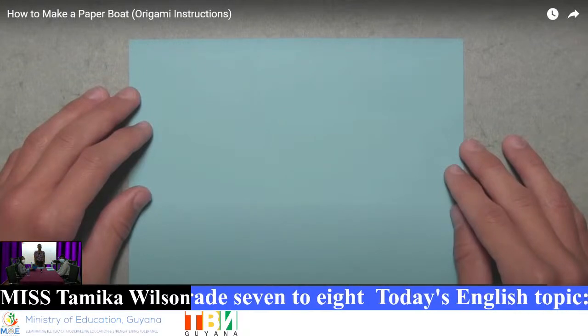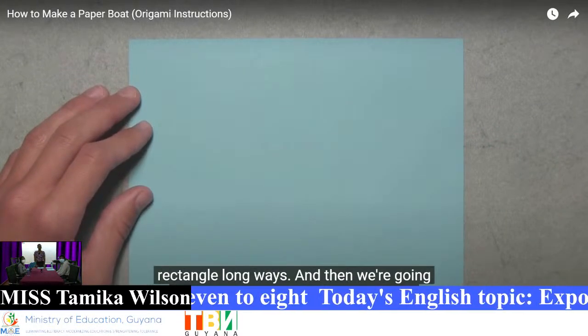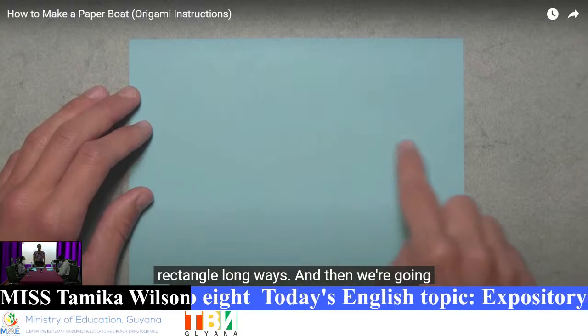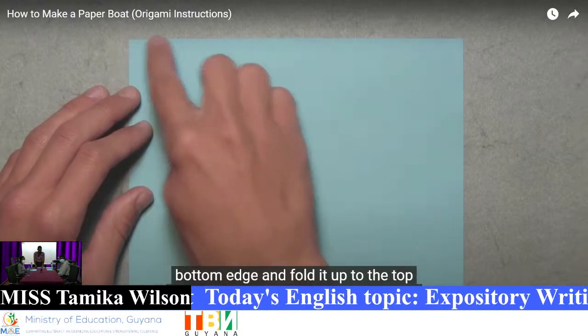And once you've prepared your paper, then we're going to start by holding our rectangle long ways. And then we're going to fold in half horizontally. Okay. So take the bottom edge and fold it up to the top edge.